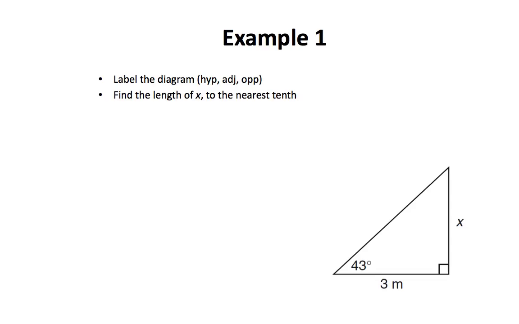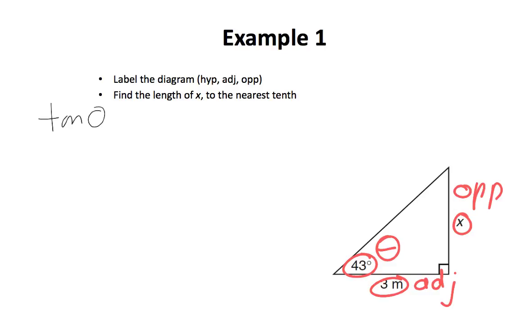In our first example, we want to find the length of x to the nearest tenth. The first thing you want to do is label the diagram. This angle is 43 degrees. We're going to relabel that as theta. This side is 3 meters, and it is adjacent to theta. Meanwhile, this side, which is labeled x, is opposite to theta. The trig ratio that contains opposite and adjacent is tan theta. So I'm going to write tan theta is equal to opposite over adjacent.